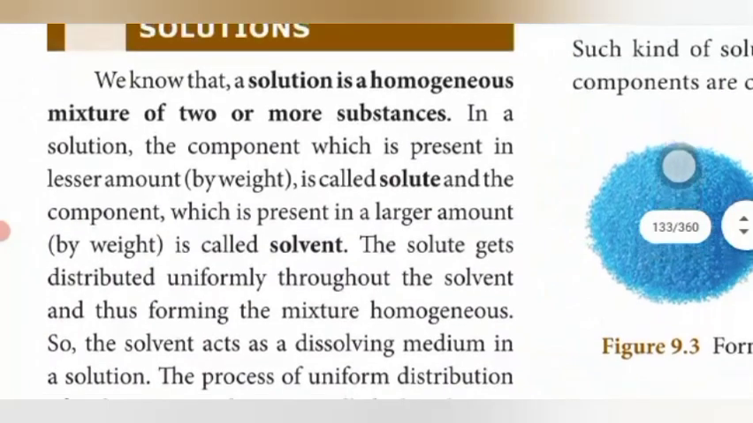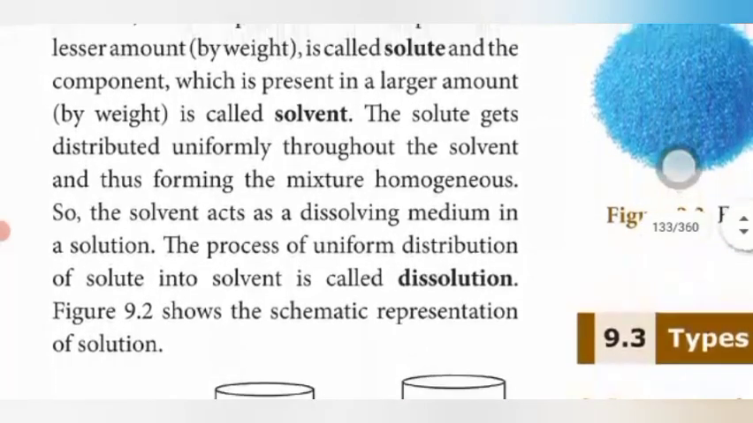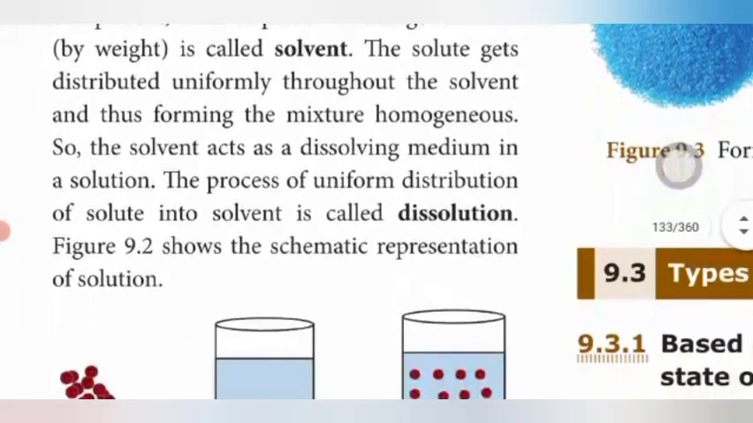So every solution contains two components, one is solute, another one is solvent. Solute is present in lesser amount, solvent in larger amount. The solute gets distributed uniformly throughout the solvent, thus forming a homogeneous mixture. So every solution forms a homogeneous mixture. The solvent acts as a dissolving medium in a solution.